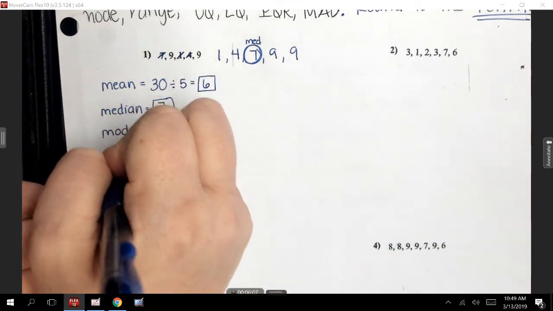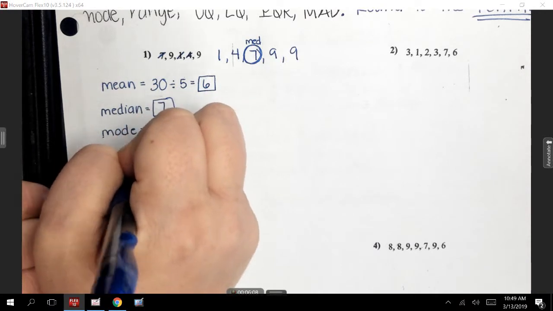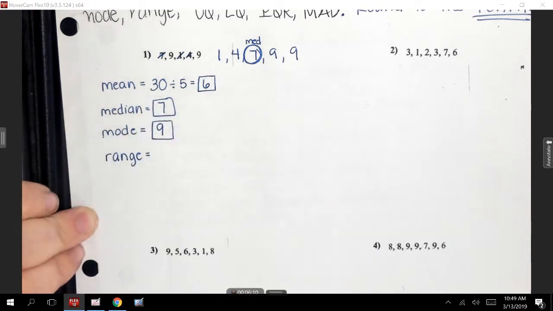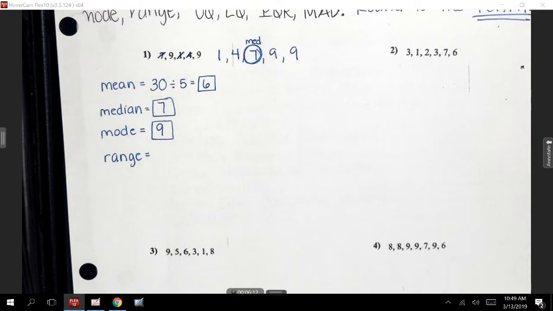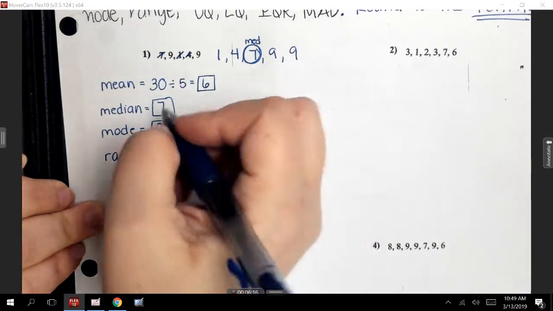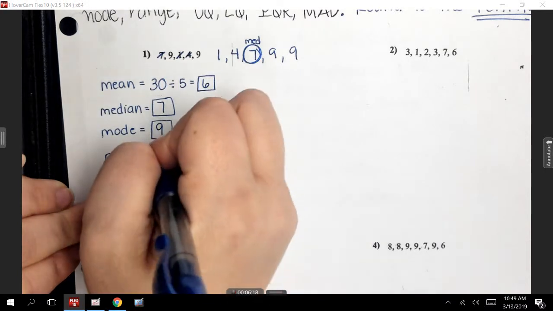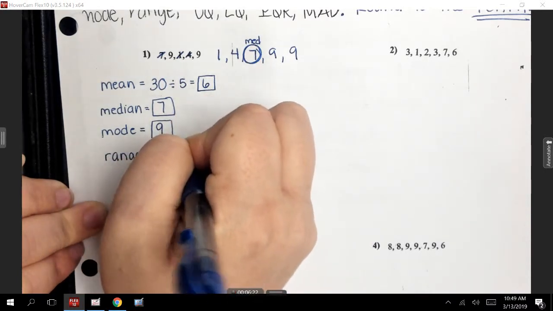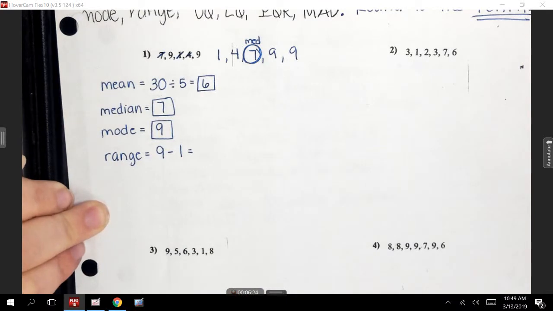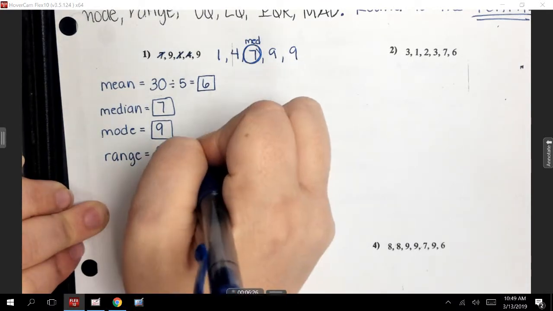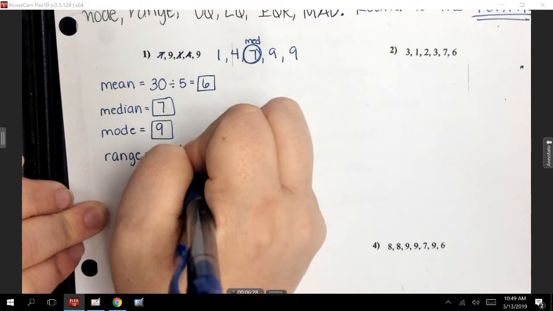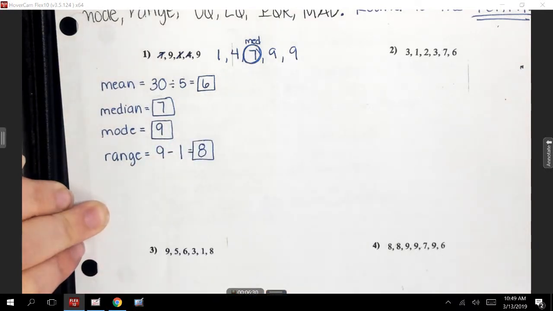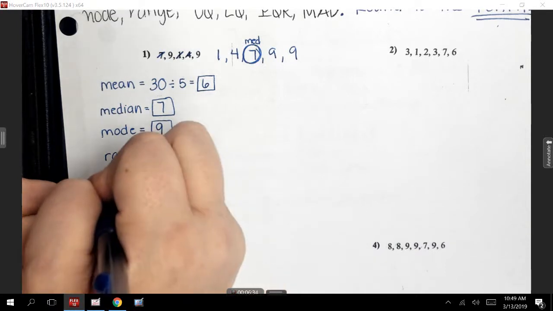Then I have the range. What am I going to do to find the range? Truett. Subtract the big number minus the small number. The biggest number, which is? 9 minus the smallest number, which is? 1. So I wrote 9 minus 1, big minus small, and what does that give me? 8. So my range here is 8. Okay. After the range, it says UQ.